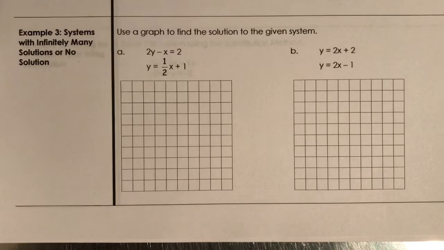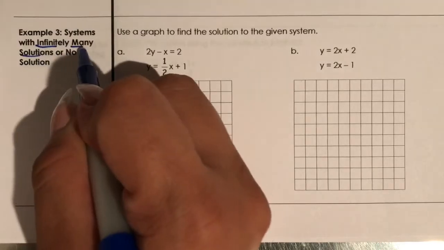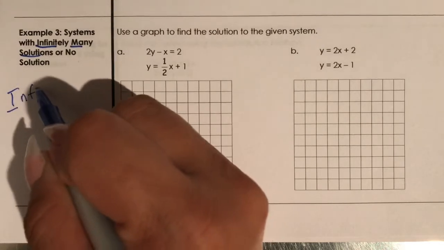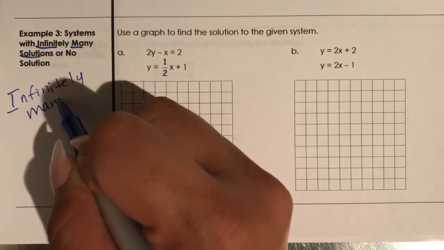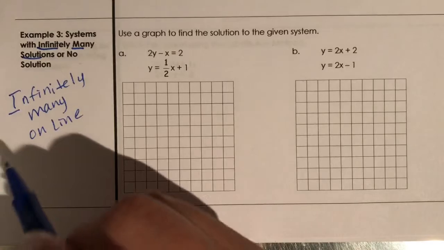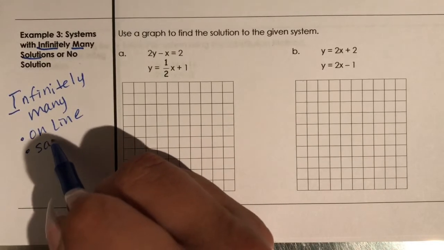Example 3. Systems with infinitely many solutions or no solution. Infinitely many, when we can say it, what it means is that it's going to be one line. So infinitely many will mean one line. Also, it'll mean the same equation.